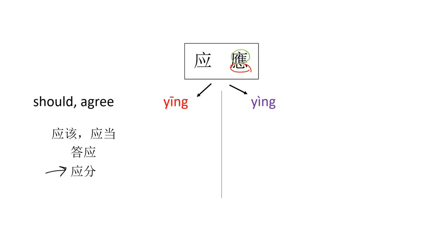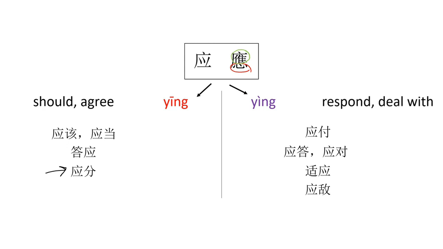Let's take a look now at the fourth tone pronunciation. Yingfu, okay, to deal with, to cope with. Yingda or yingdui, meaning to 适应, to suit or to adapt to. And yingdi, okay, which means to meet an oncoming enemy. So if we try and take the meaning of all these fourth tone yings from these words, we can reach something like to respond or to deal with.